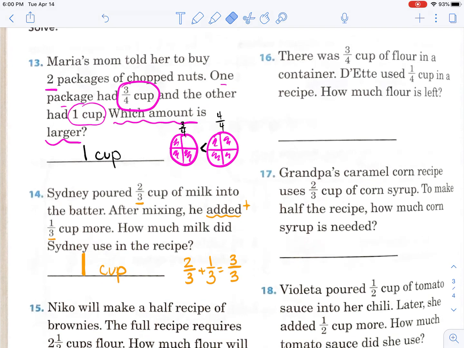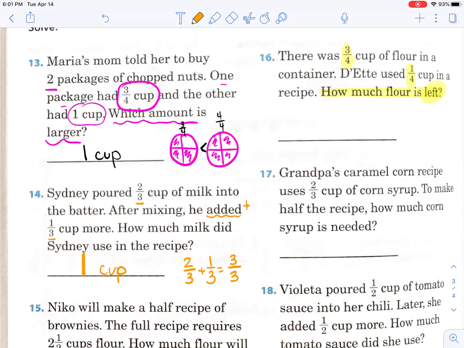All right, I'm going to skip over to 16 because it's right here, and then we'll scoot down a little bit. So move over to 16. It says there was 3/4 cup of flour in a container. Diet used 1/4 cup in a recipe. How much flour is left? If you have 3/4 and you use a fourth, and a key word is how much is left, is that adding or subtracting? So I have 3/4 and I scoop out and use 1/4. That means I'm going to subtract.